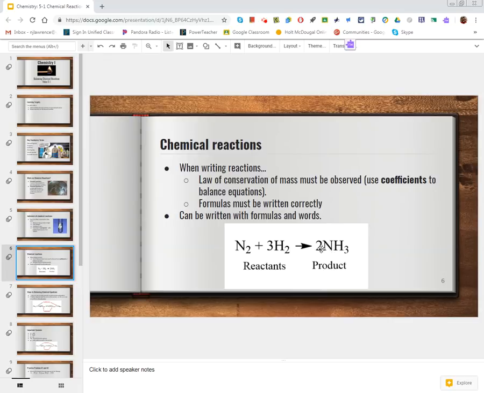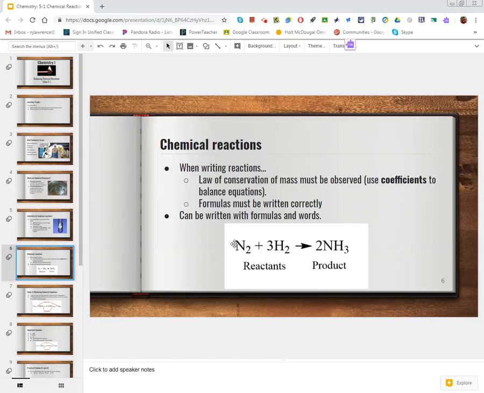So that 2 tells me now I have 2 nitrogen atoms on the right. So 2 nitrogen atoms here, 2 nitrogen atoms here. 6 hydrogen atoms in the reactant side, 6 hydrogen atoms on the product side. So in order to write our chemical reactions, we have to use coefficients to balance out the equation. And that's what this video is dealing with.